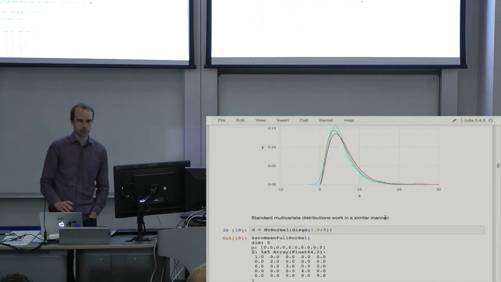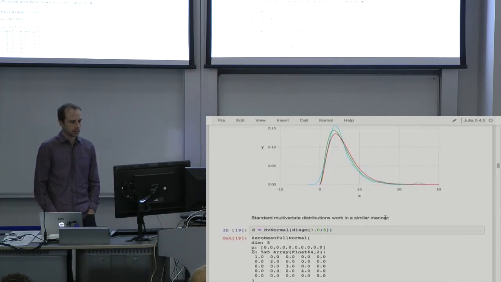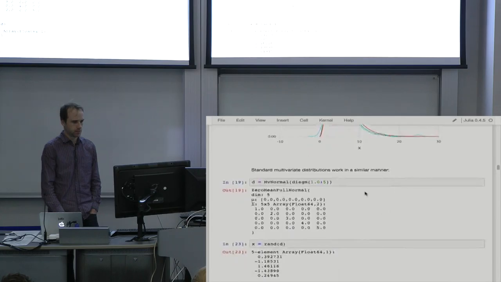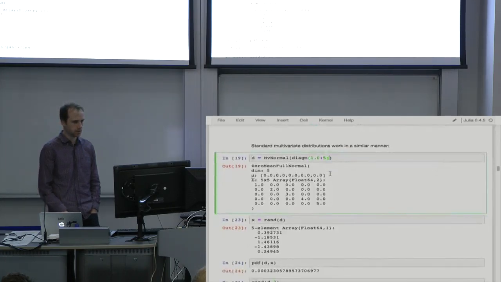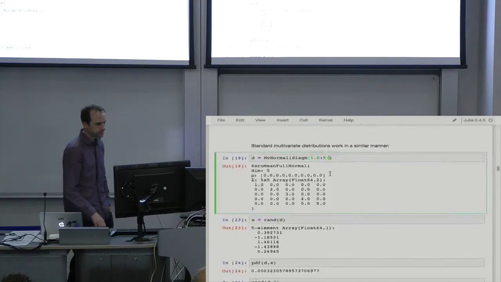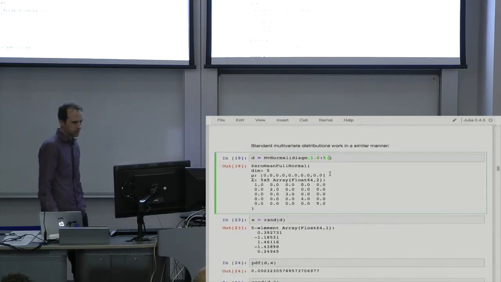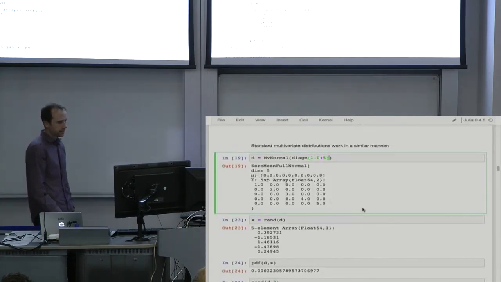There's a huge number of univariate distributions, and there's also the multivariate distributions and also some matrix distributions. So a multivariate distribution, for example, is a multivariate normal distribution. Okay, a multivariate normal with a unit diagonal does that.